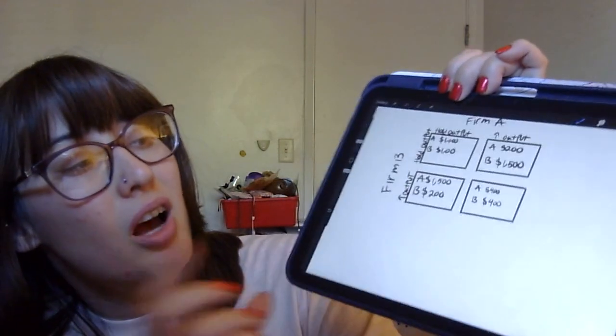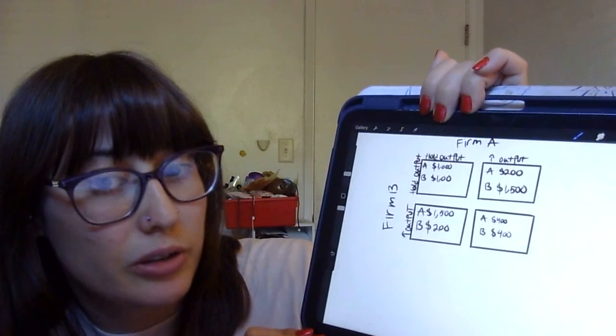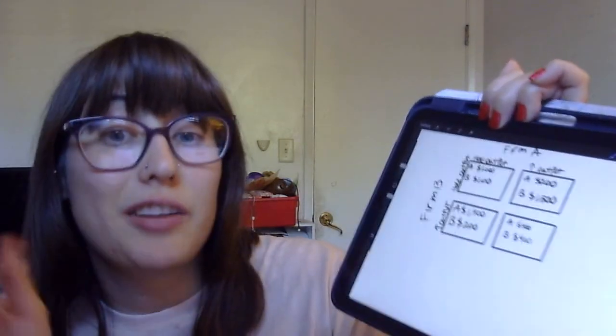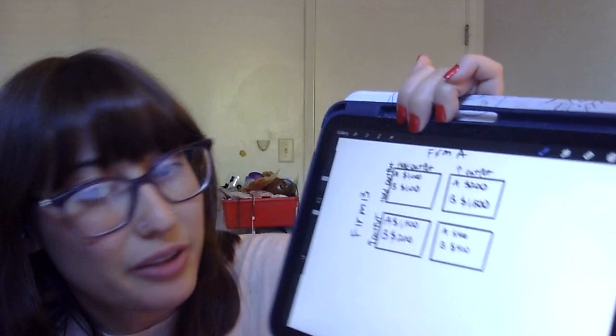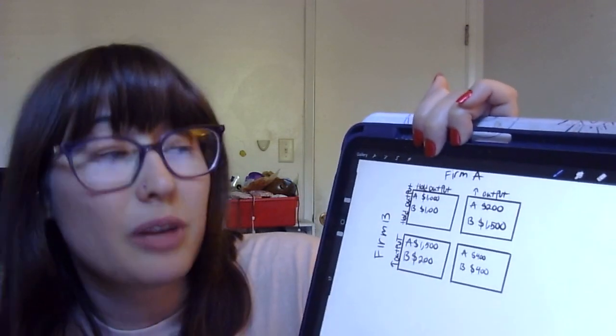So if A increases output, they would get $1,500, but B would only get $200. However, if B also decides to increase output, then they both would only get $400. However, if they both hold output, they would get $1,000 each. Which you can see, the same concept applies. If they both act in self-interest, they both get $400. However, if they don't act in self-interest, they would both get $1,000, which is a better option out of all of them.